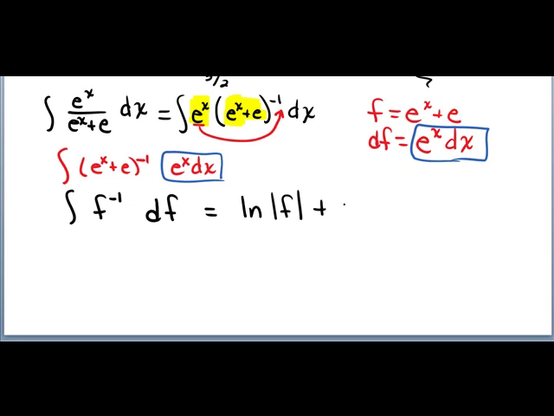And the reason you have to have the absolute values is because you can only take the ln of a positive number, and we don't know what f is, whether it's positive or negative. You don't really need it here, but we typically leave it because e to the x plus e is going to be positive no matter what.